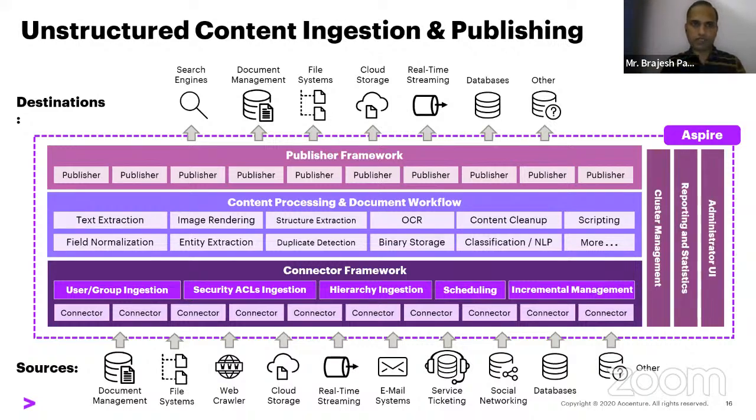Unstructured content. So these are the destinations. See, the connector framework: we get the user group ingestion, security ACLs, hierarchy ingestion, scheduling, increment management. Then we go for the content processing and document flow. We publish through the framework, and all these are my destinations.